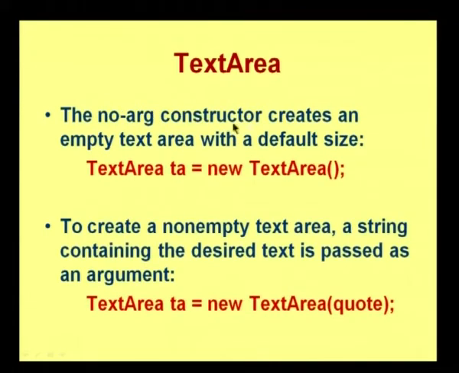The no-argument constructor creates an empty text area with a default size. This will normally be one single line. To create a non-empty text area, a string containing the desired text is passed as an argument. So, whatever content you have specified, if it holds only one particular string, then only that one string will be displayed in your text area, just as in your text field.